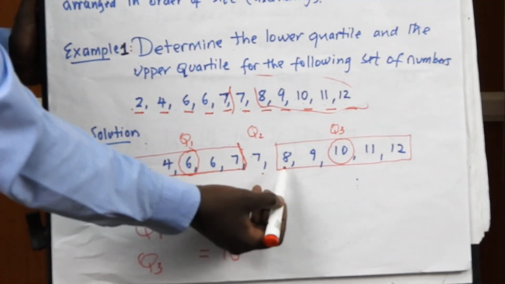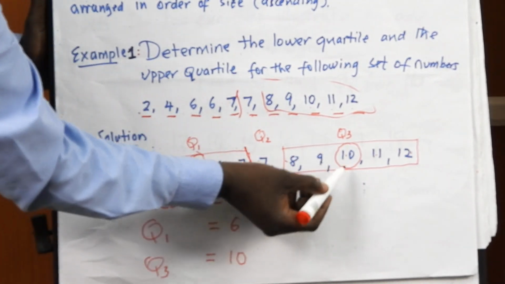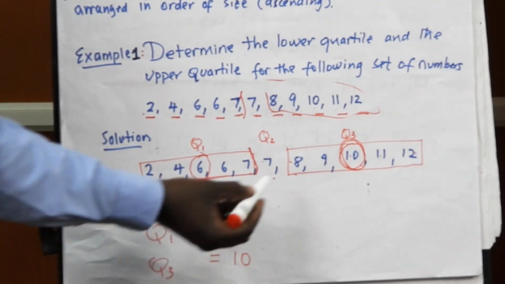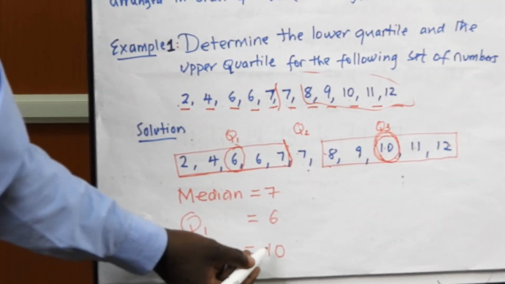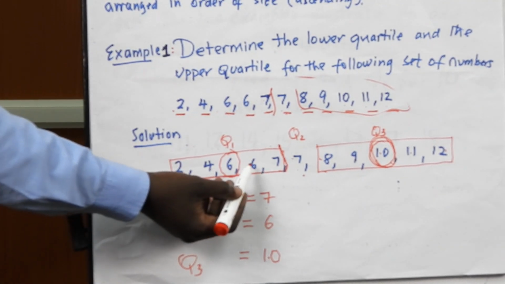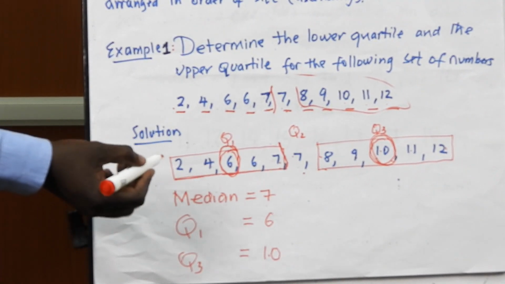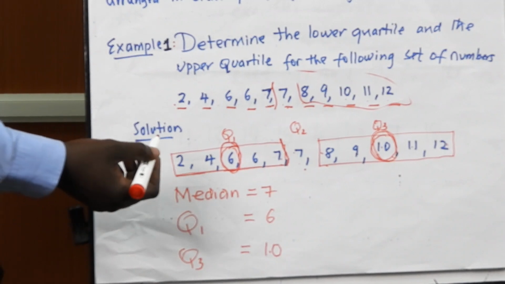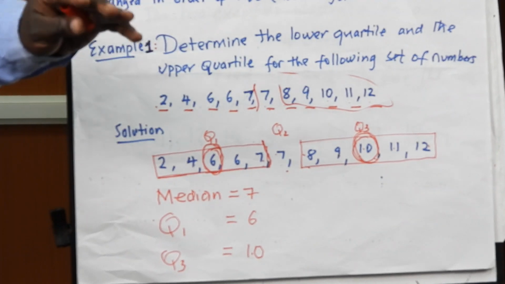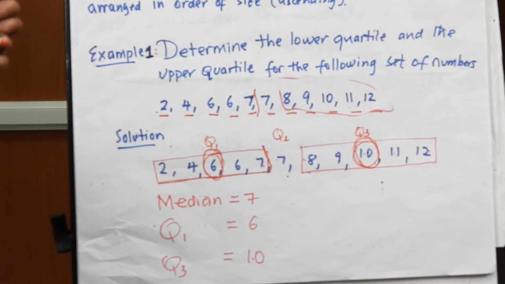Now, for the upper 5, we have 8, 9, 10, 11, and 12. The middle one amongst the upper 5 is 10. So our Q3, our upper quartile, is going to be 10. The lower 5, we have 2, 4, 6, 6, and 7. The middle number in the lower part is 6, and 6 is what we call our Q1, our lower quartile. That is for an odd number of items. With 11, 5 will be on one side, 5 on the other side, and then we have one median in between.